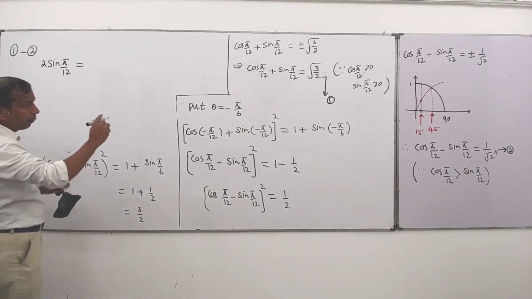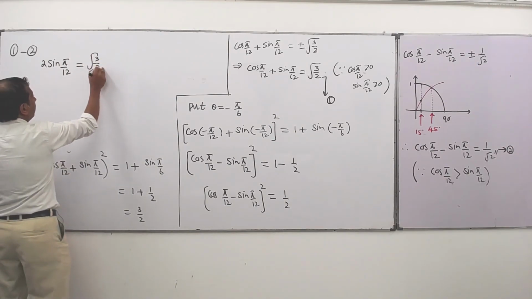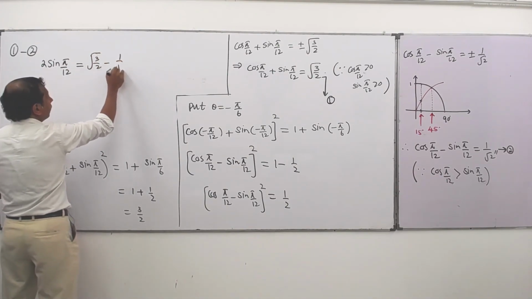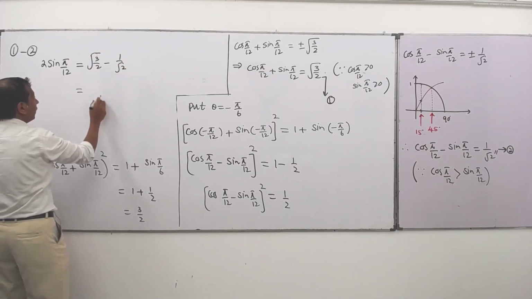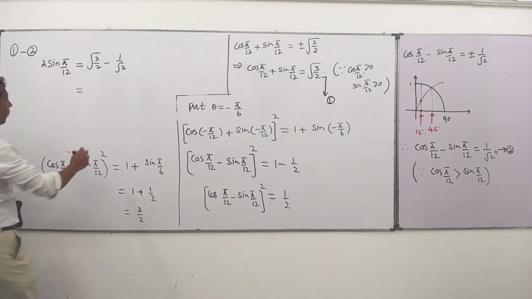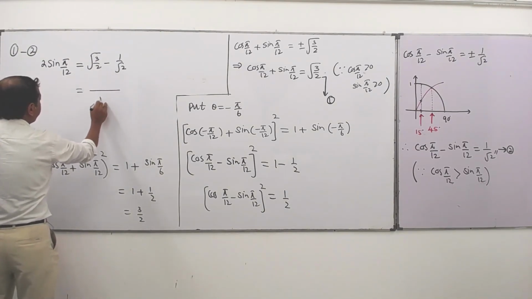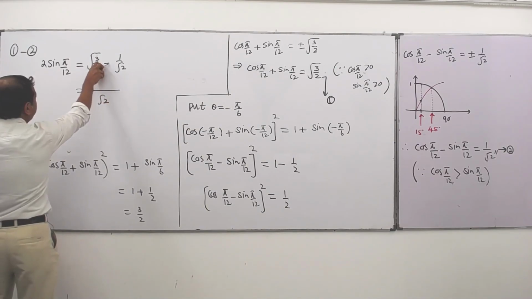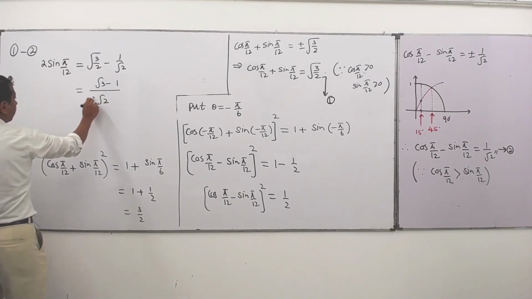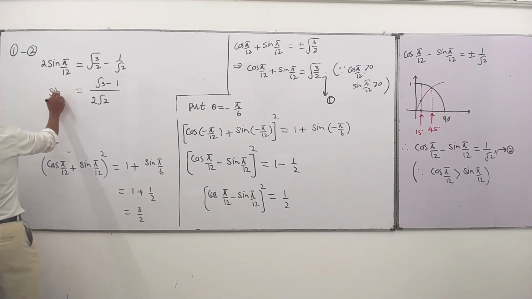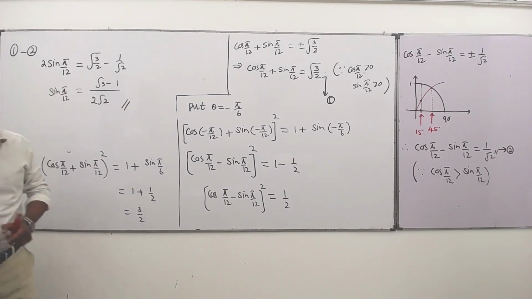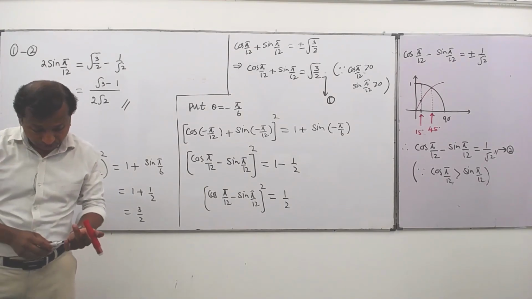Right hand side? Root 3 by 2 minus 1 over root 2. Here, we can take the common denominator, root 2. Then this is root 3 minus 1. This 2 we can bring over here, then 2 root 2. Then we get sine pi by 12. Yes, this is the answer, right? This is how we take that. Okay?